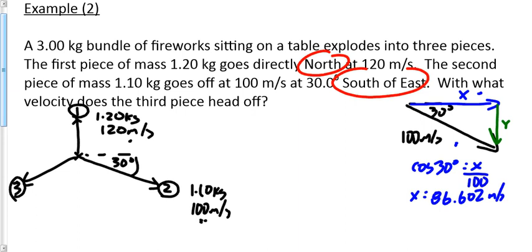And then the y component we'll find using the sine function. This one's really easy. Opposite over hypotenuse, y is equal to 50.